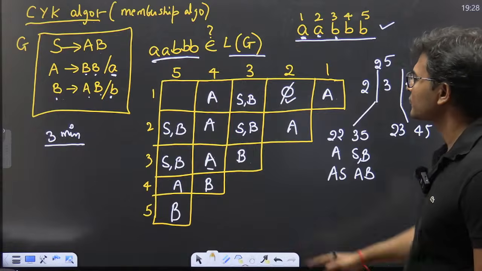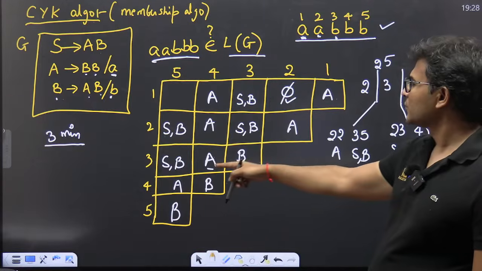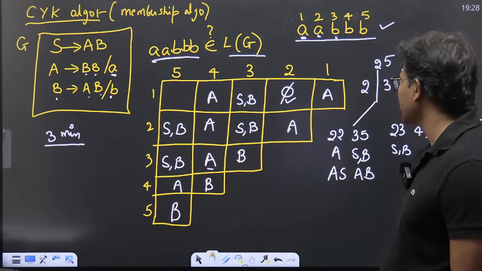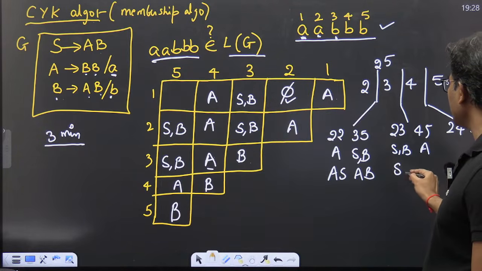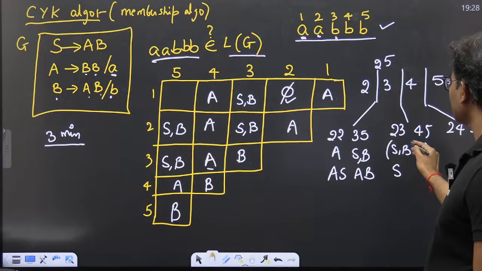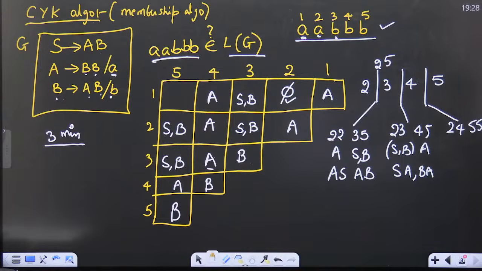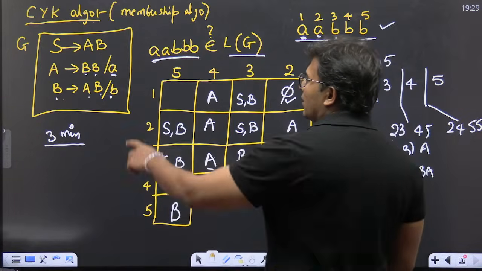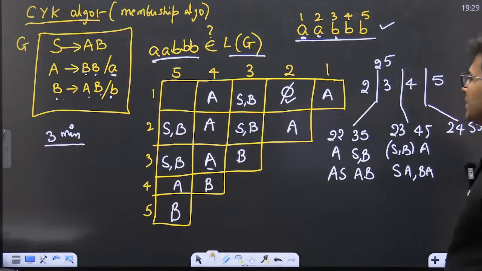Now what is 2 3? 2 3 is S comma B. And what is 4 5? 4 5 is A. So when you merge these two, this is going to be SA, BA, right? Now SA is not here and BA is not here.